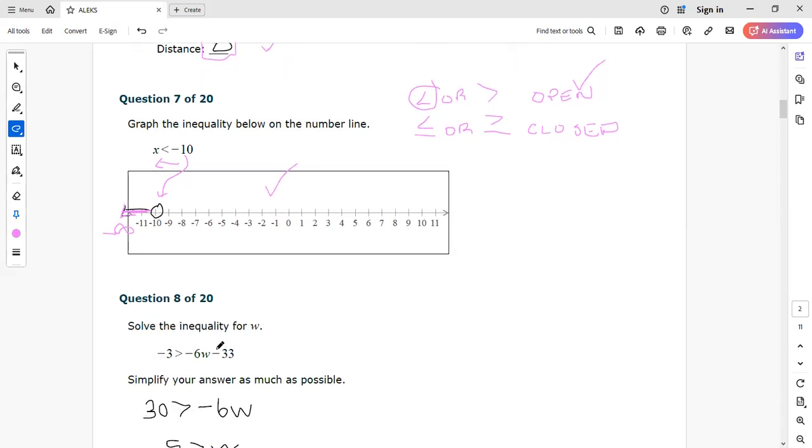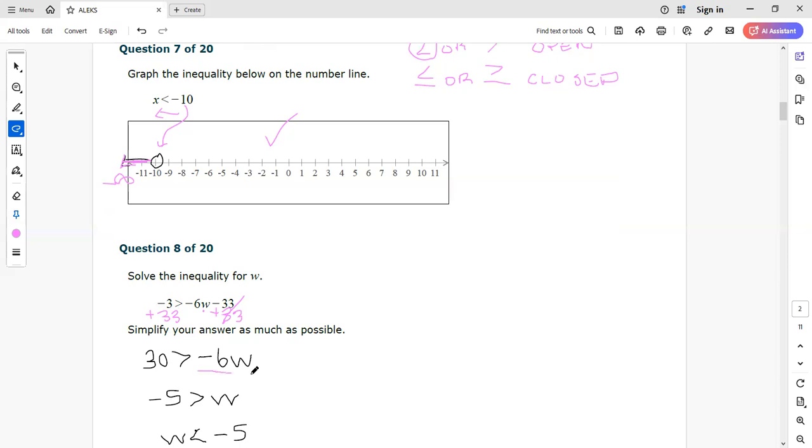For number 8, we're solving this inequality. To solve this inequality, first we want to add 33 to both sides of this inequality. The 33 and the -33 cancel on the left. We carry down our -6w. We carry down here -3 plus 33, we get +30. And then we divide both sides of this inequality by -6.